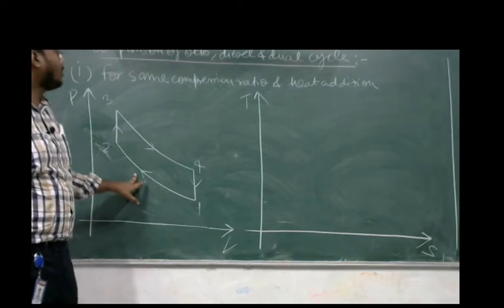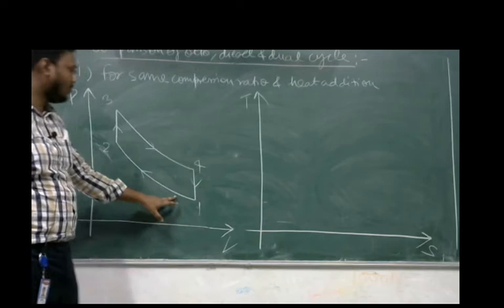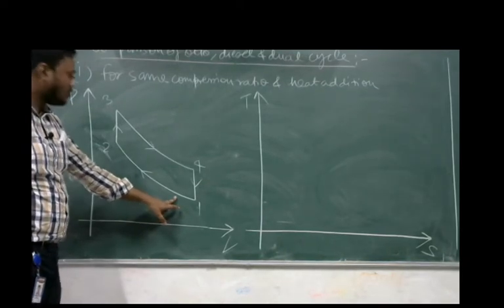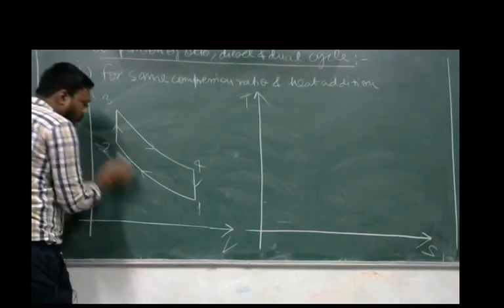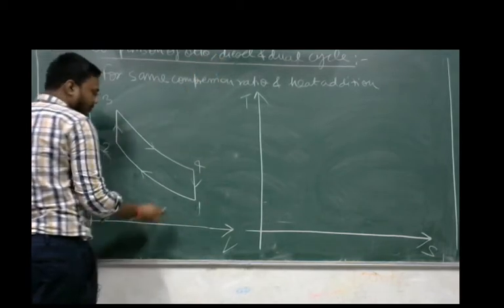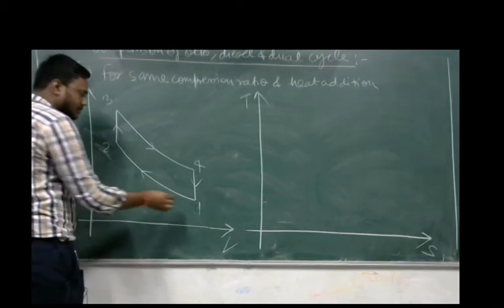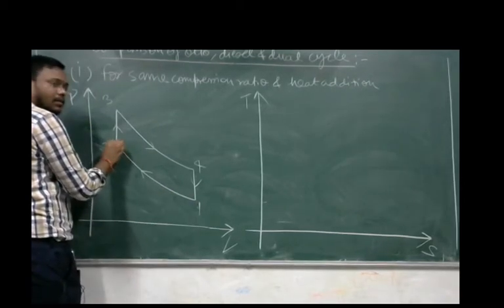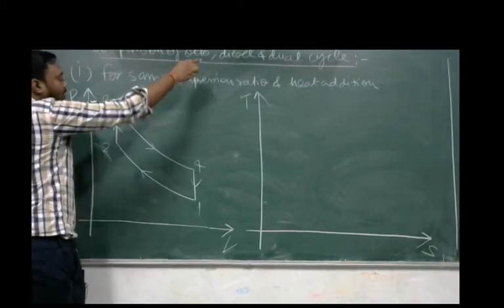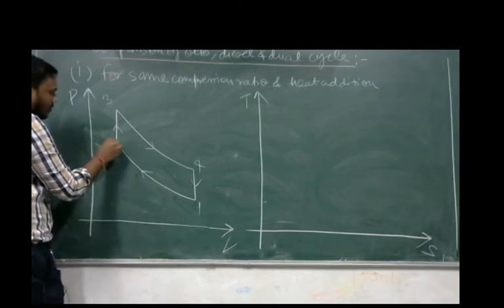Now we need to draw the PV diagram for diesel cycle, but the compression ratio will be same. For Otto cycle and diesel cycle, the compression ratio should be same. So the process from 1 to 2 will be same for both cycles. Now from 2 to 3 we have to draw for diesel cycle. For diesel cycle, 2 to 3 is constant pressure heat addition, so it will go like this.